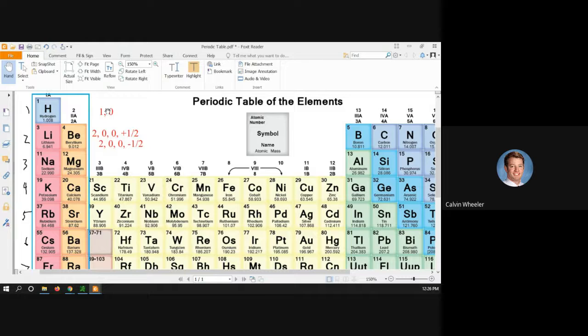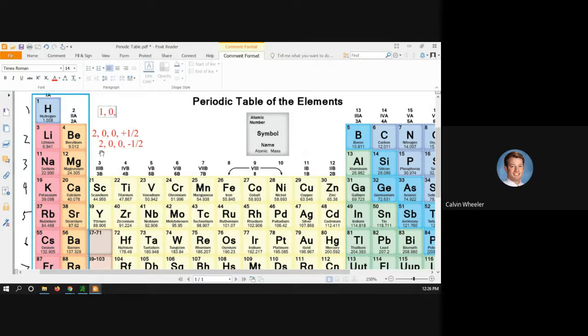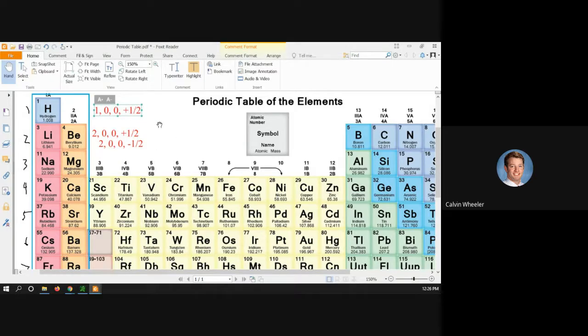Can we finish out hydrogen? 1, 0, only one orientation, 0, and then this is going to be positive 1/2. Positives come first, negatives come second. So all of these ones in column 1 are all the positives. All these ones in column 2 are the negatives.